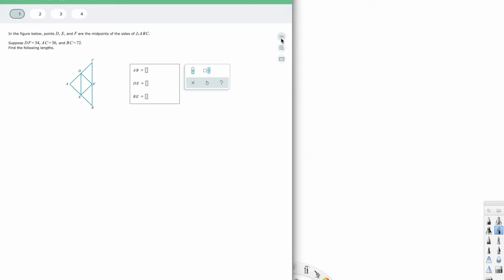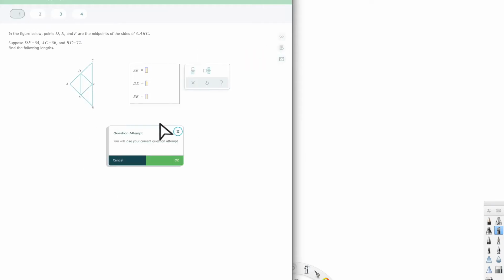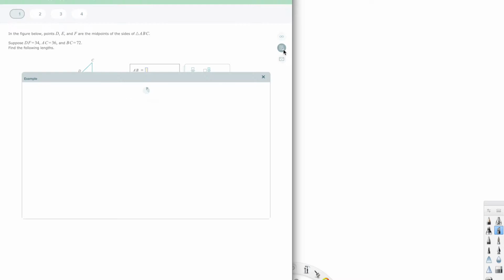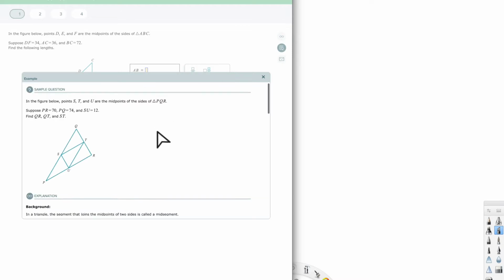On the side here, we have explanation, example, and message center. So explanation tells me I'm going to lose my question attempt because it's going to give me the answer to this question. So it's not going to give me the answer and then let me come type it in. Example will give you something very similar to what we're looking at.